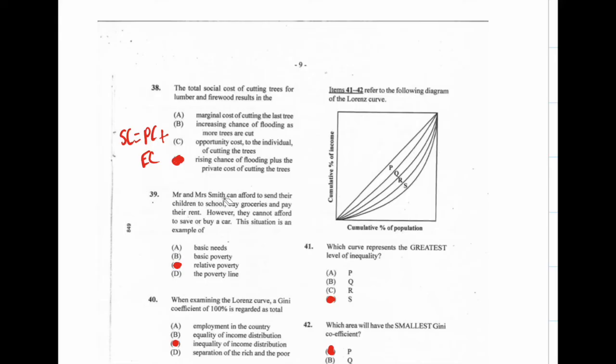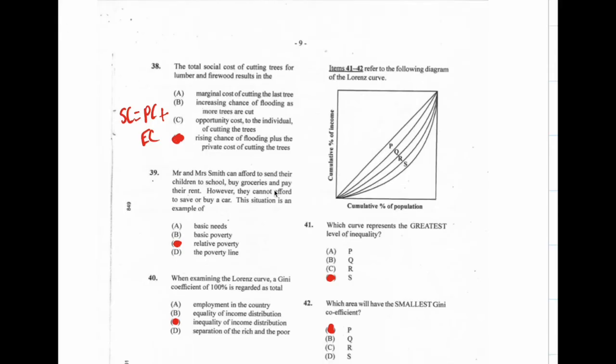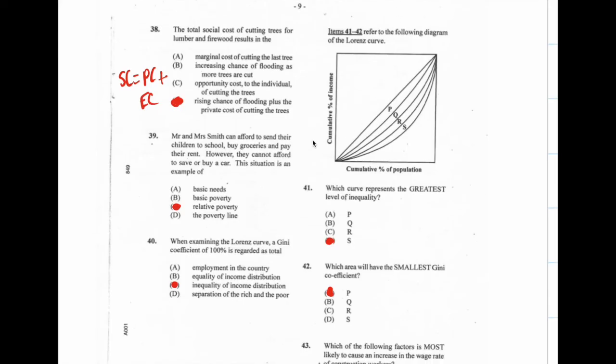39 says Mr. and Mrs. Smith can afford to send their children to school, buy groceries, and pay their rent. However, they cannot afford to save or buy a car. This situation is an example of C, relative poverty. Relative poverty refers to when a household's income is below the average income in the nation. So the average income in this scenario most likely could buy a car as well.